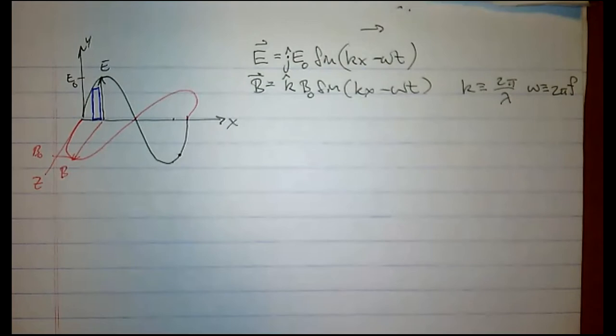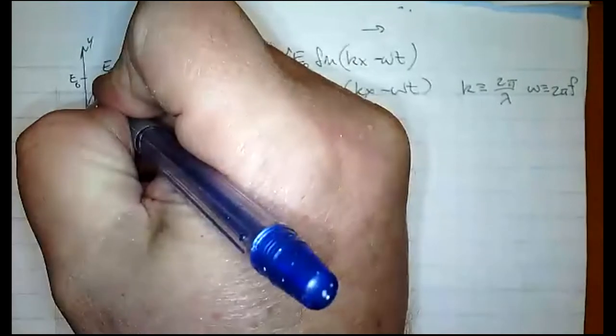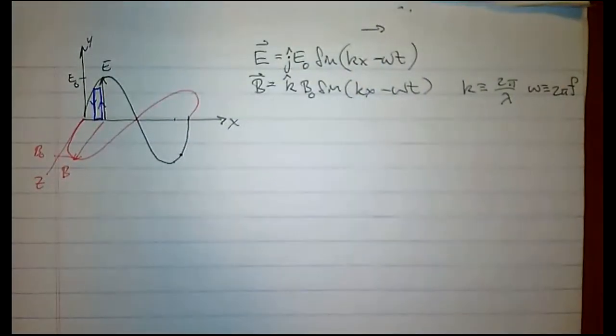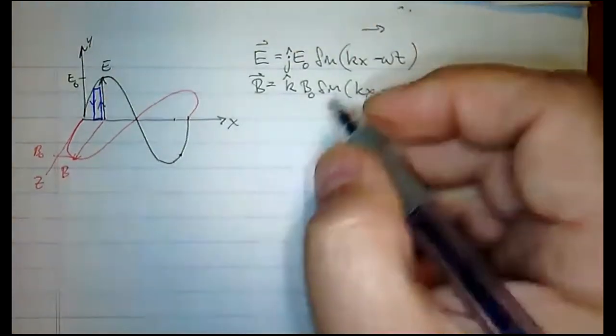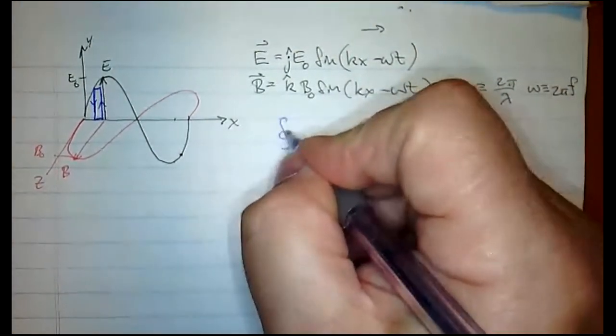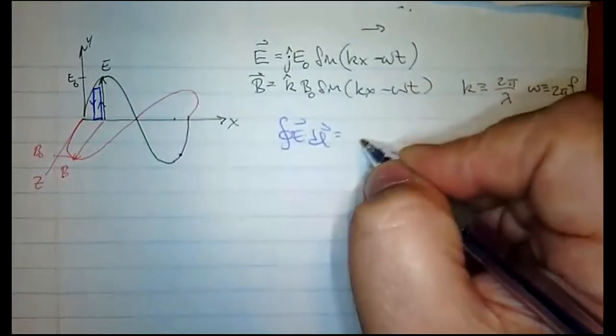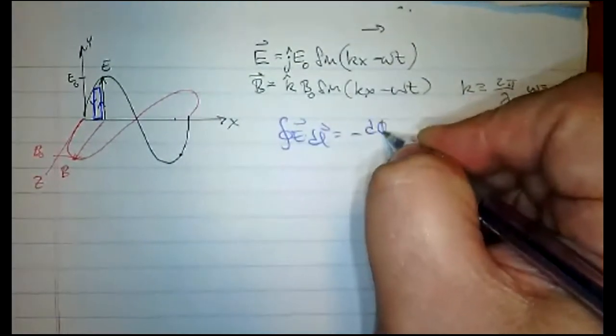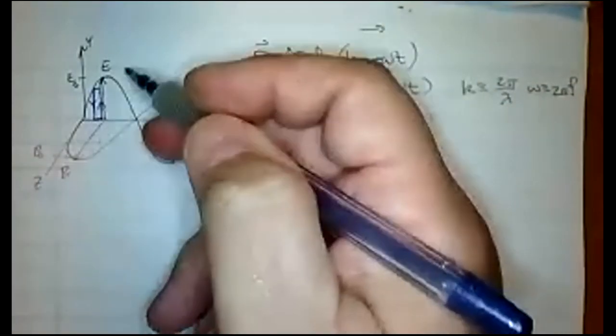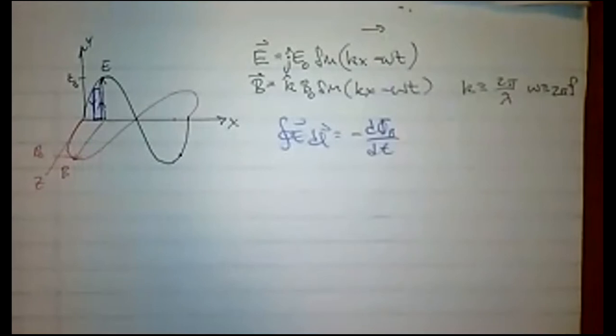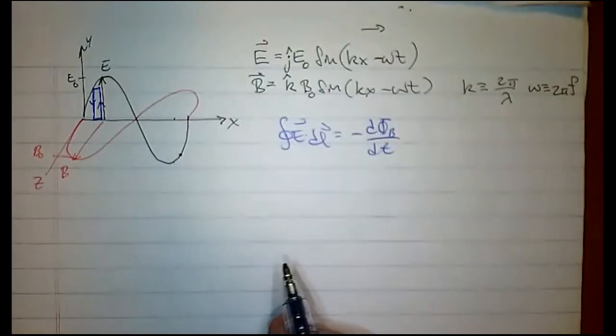So first off, what we're going to do is we're going to imagine us going around this area right here in this direction. And we're going to use Faraday's law. The closed integral of E dot dl is equal to negative d phi B over dt. And you see the magnetic field, of course, is pointing perpendicular to that. So things are really nice. Well, that actually gives you what you need.